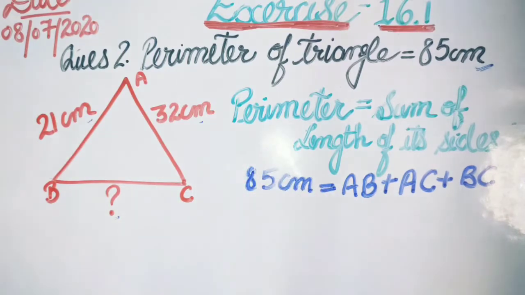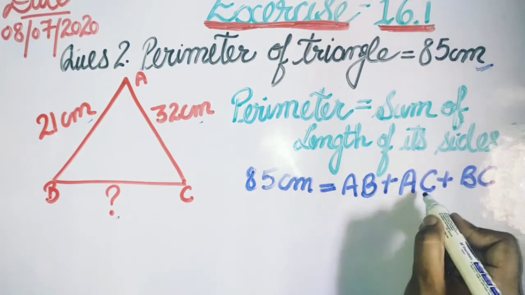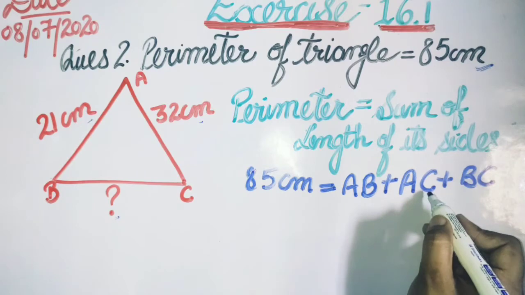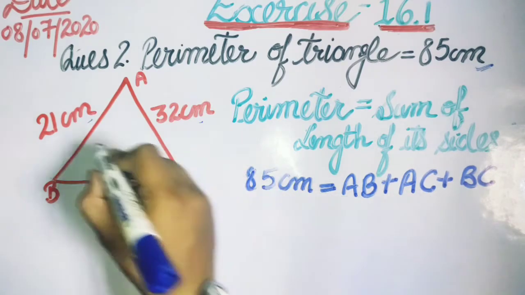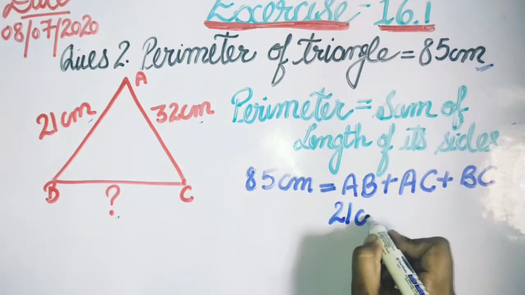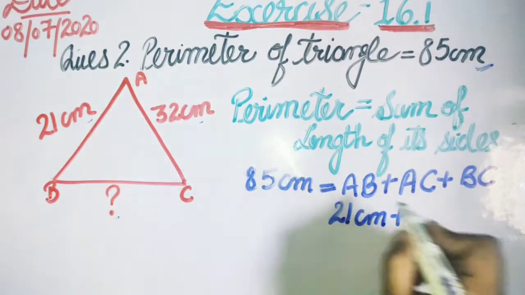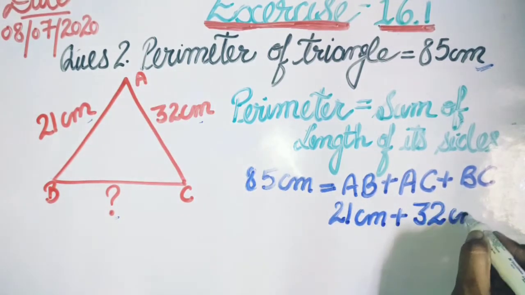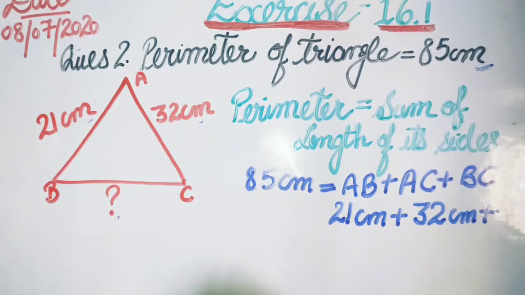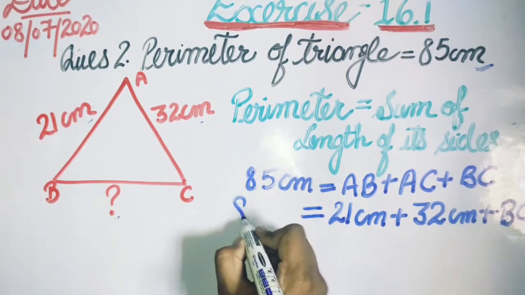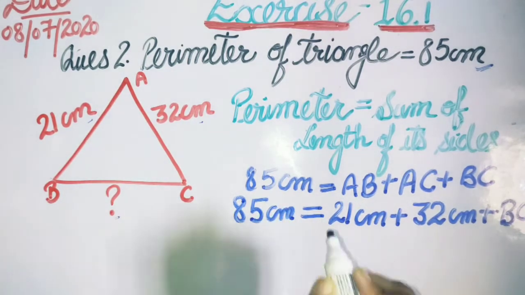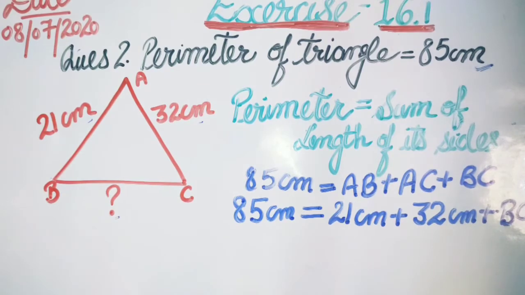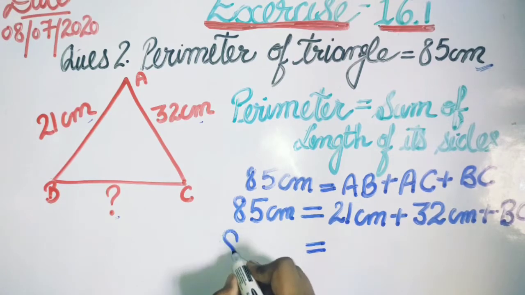Yes students, in the question AB and AC value is already given. So we will put the value below that. AB is 21 centimeter. AC is given as 32 centimeter. But students, BC is not given to us. So we will write BC as BC only. And 85 centimeter as it is. Clear?